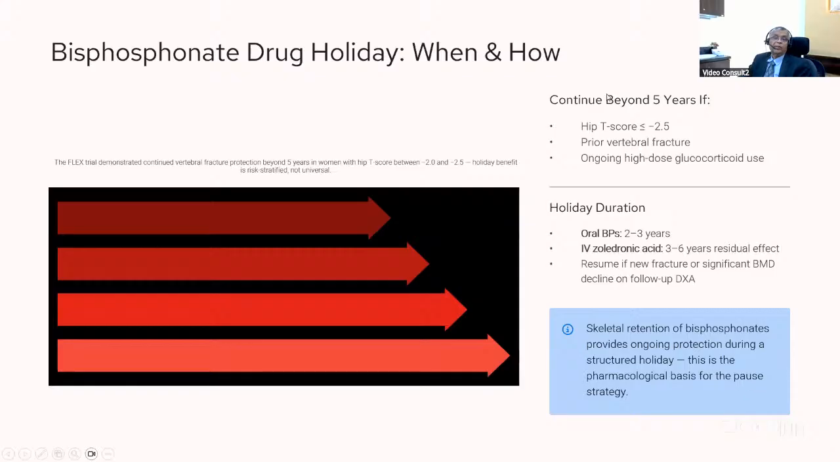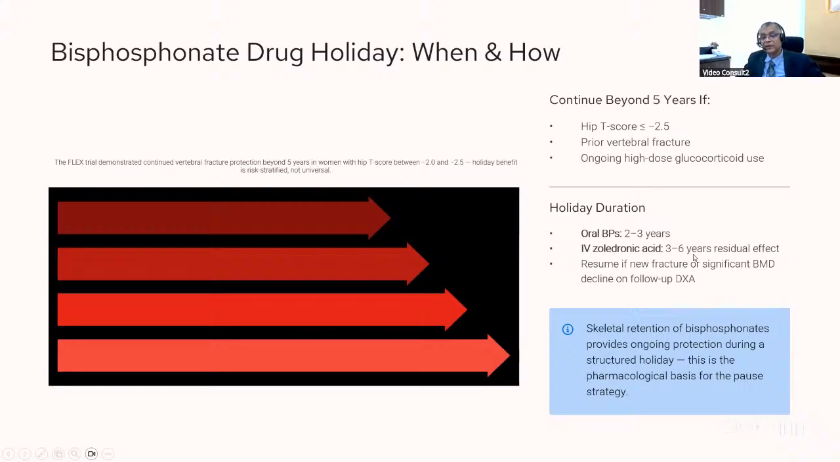The drug holiday. When do you give a drug holiday? How long will you give a drug holiday? The FLEX trial demonstrated continued vertebral fracture protection beyond 5 years with T-scores between -2 and -2.5. The holiday benefit is stratified and it is not universal. Continue beyond 5 years if the T-score is less than -2.5, prior vertebral fractures, or ongoing high-dose glucocorticoids. Holiday duration is 2 to 3 years.